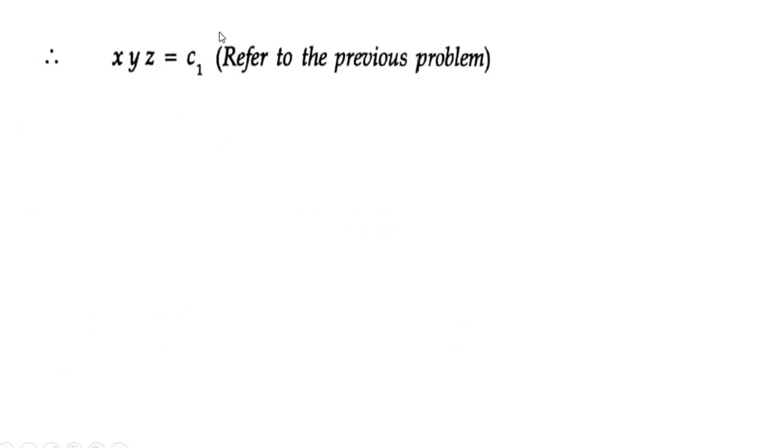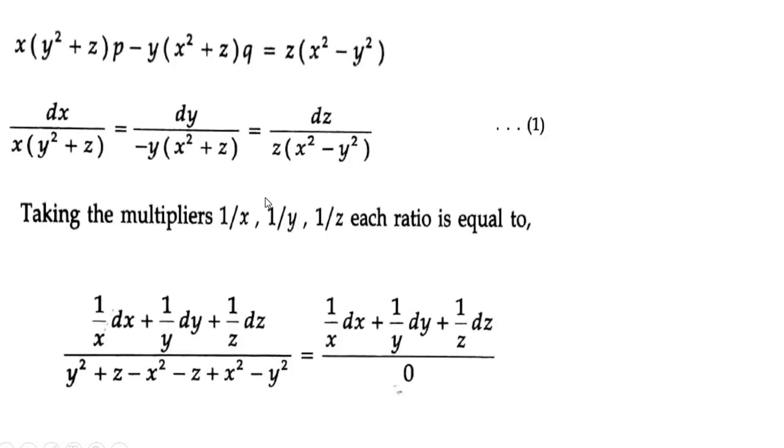So therefore, it is similar to the previous problem. So you get log x plus log y plus log z equal to c1. So log x plus log y plus log z is log of xyz equal to log c1. Apply anti-log on both the sides, you get xyz equal to c1. It is similar to the previous problem.